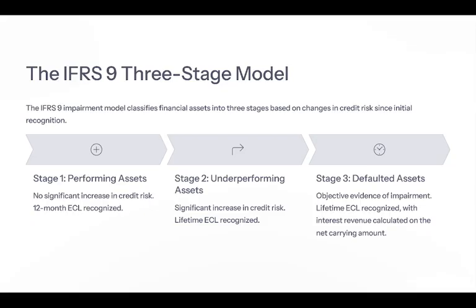The IFRS 9 three-stage model. The impairment model divides assets into 3 stages. Stage 1, performing assets: no significant increase in credit risk. Recognize 12-month ECL. Stage 2, underperforming assets: significant increase in credit risk. Recognize lifetime ECL. Stage 3, defaulted assets: objective evidence of impairment. Recognize lifetime ECL and calculate interest on the net carrying amount.